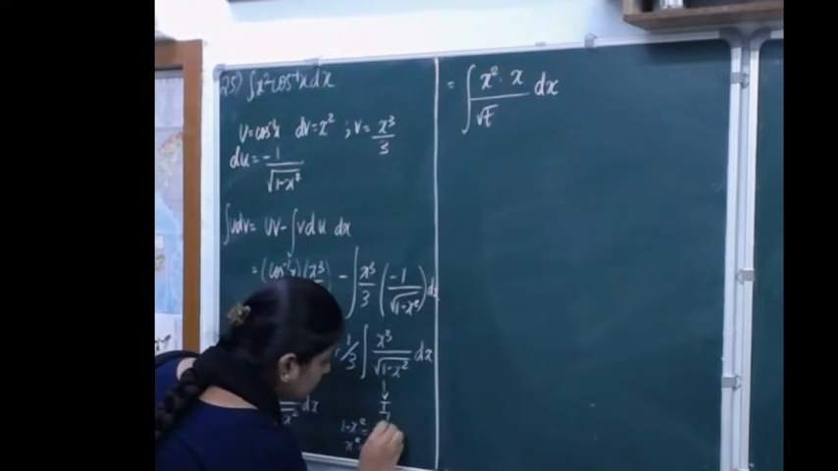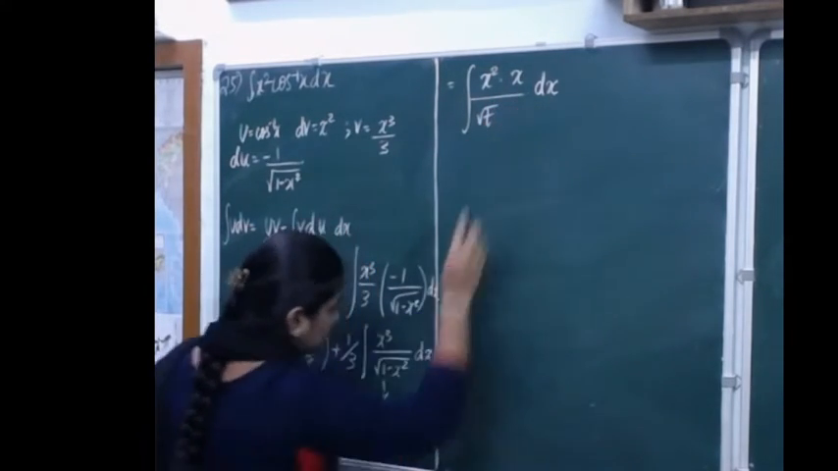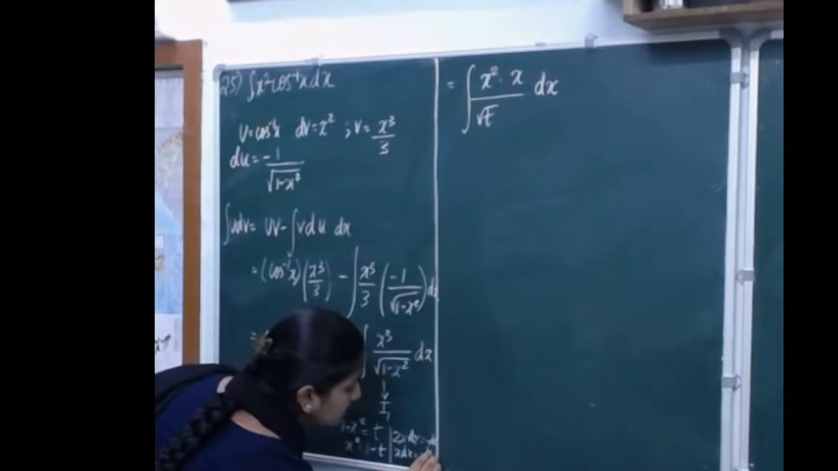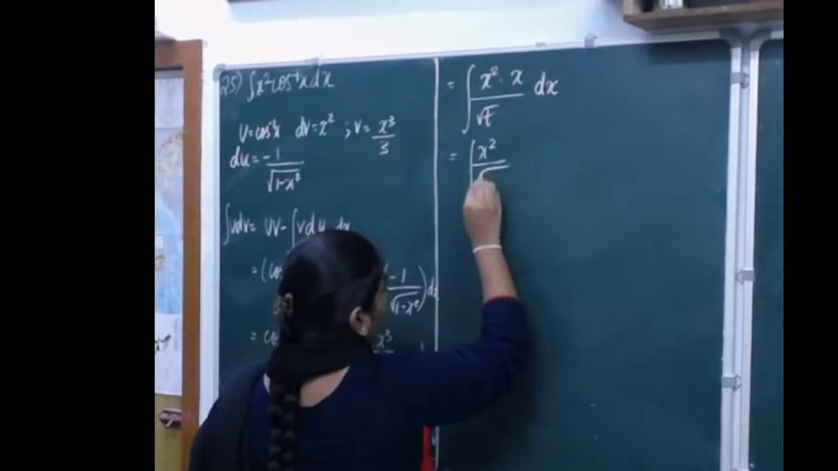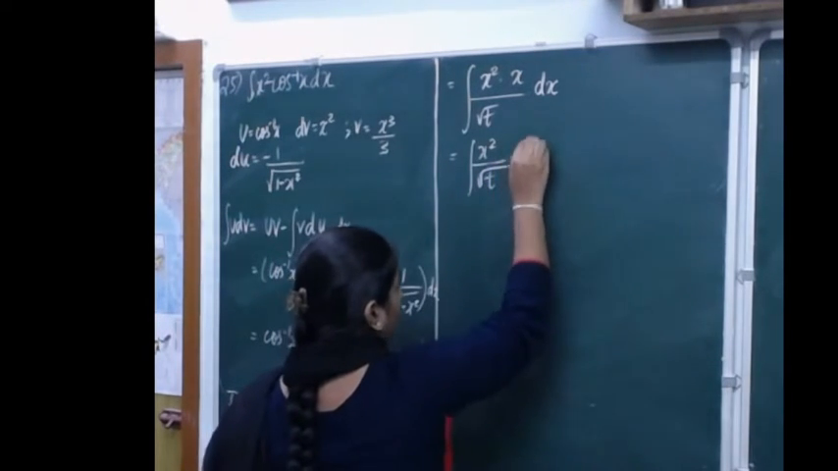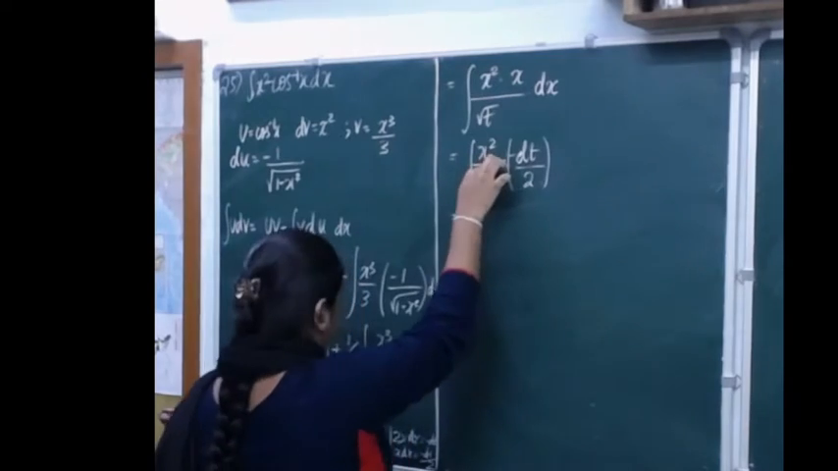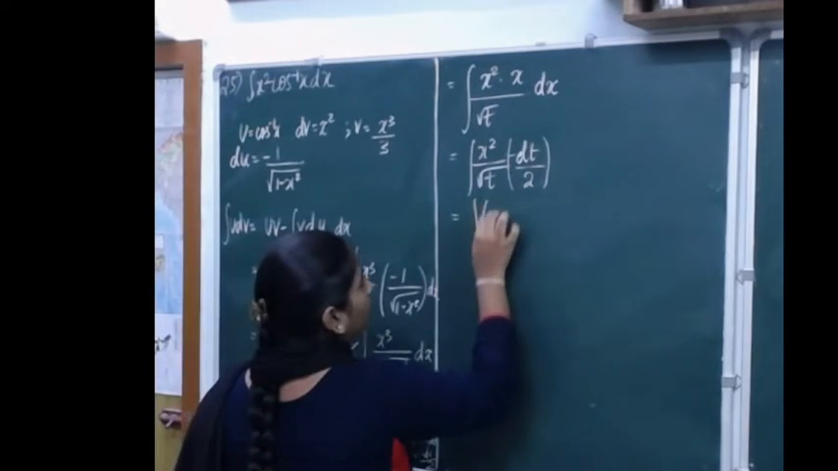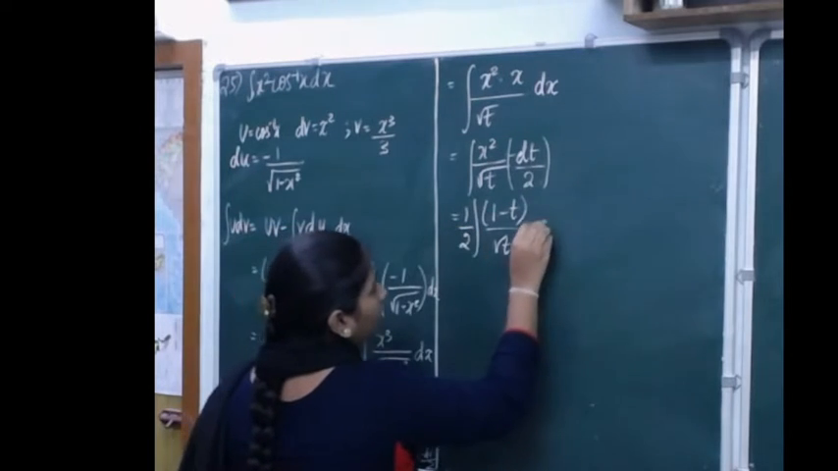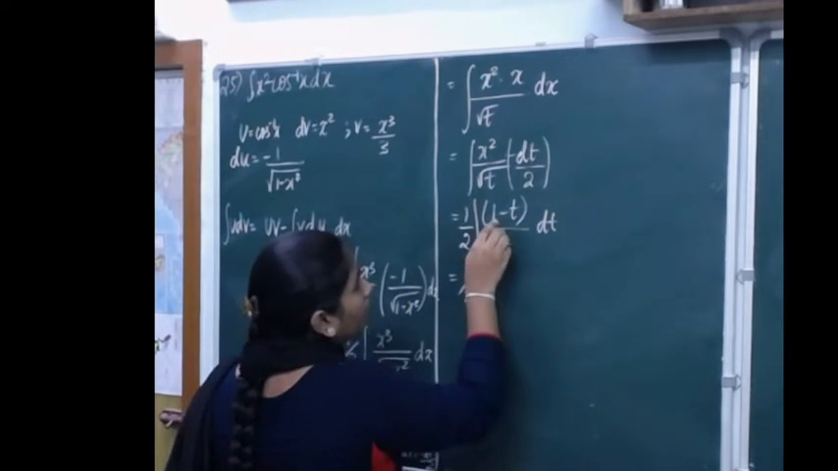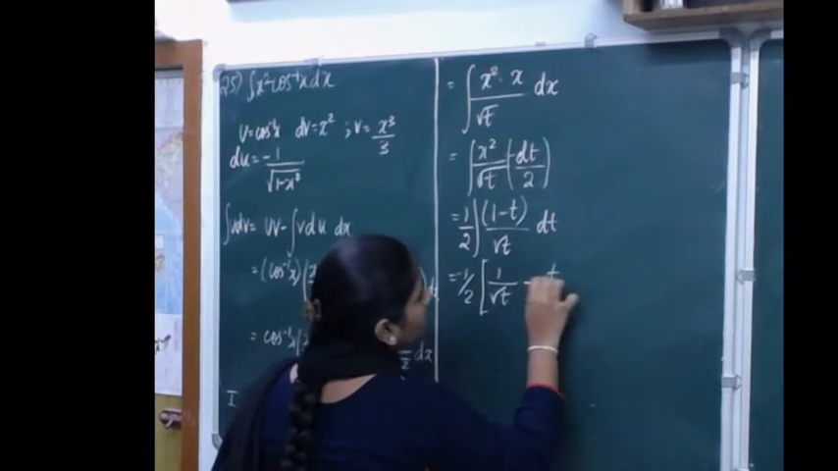Also I am differentiating this. So 2x dx is equal to minus dt. So we want the value for x dx. So x dx is equal to minus dt by 2. Instead of x square, I am substituting 1 minus t. I am taking this minus 1 by 2 outside. 1 by 2 into, this is in minus so that we can separate those: 1 by root t minus t by root t.